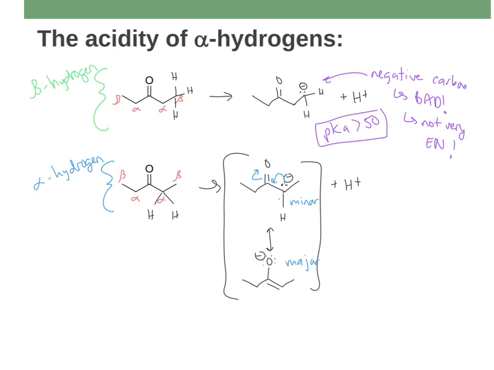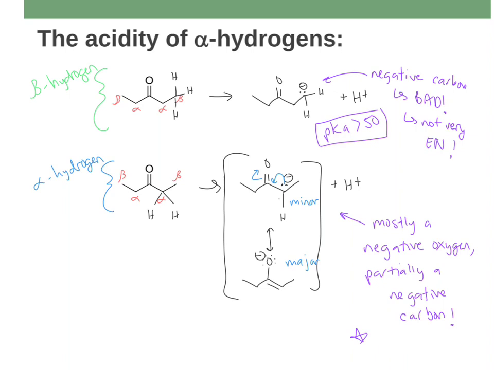So if I take one of those hydrogens off of the alpha carbon, it's not just that I have a negative carbon, which is terrible, it's that I actually mostly have a negative oxygen, and partially a negative carbon. Which is going to be much, much more stable, because you have the negative on an oxygen. So that's going to make this more stable than that beta hydrogen being removed.